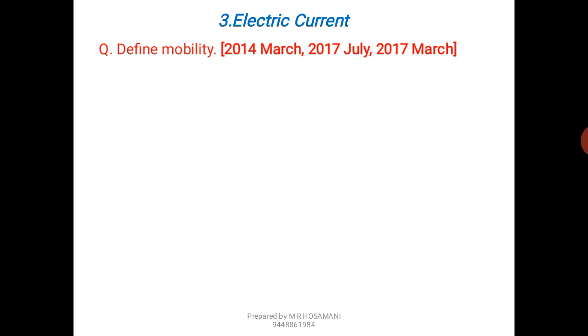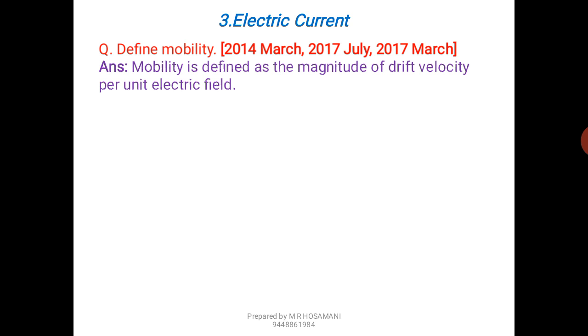So this question was asked in March 2014, July 2017 as well as March 2017. Mobility is defined as the magnitude of drift velocity per unit electric field. If you apply the unit electric field to the conductor, the drift velocity itself is the mobility. Clear? So we can write mobility mu equal to magnitude of drift velocity divided by electric field, that is E. Clear?